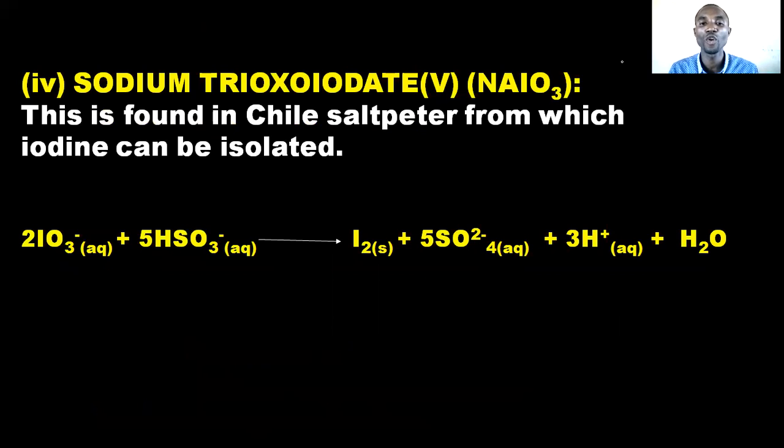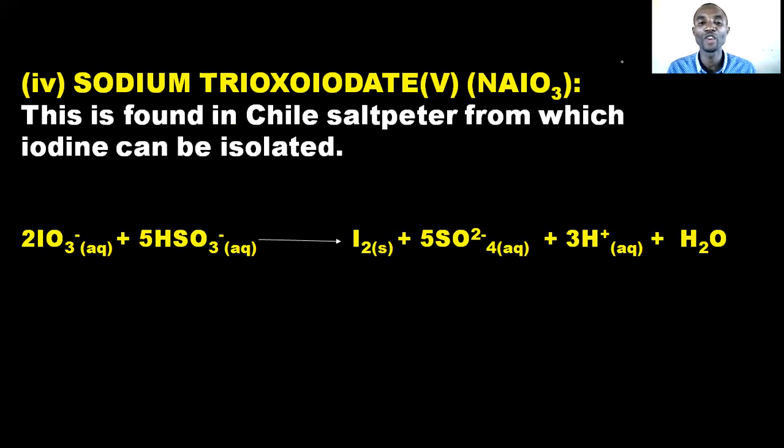Sodium triiodate 5, how can we get it? Where is it being found? Of course, I talked about it before. I said it before that it's been found in Chile, and it's been isolated. So this is found in Chile, saltpeter, from which iodine can be isolated.